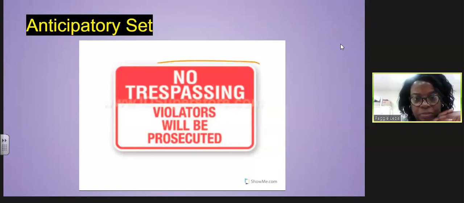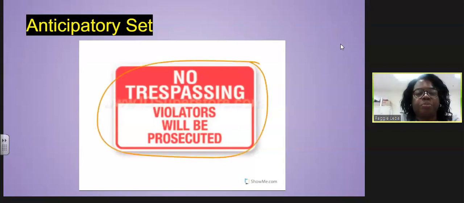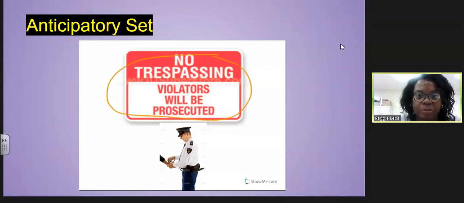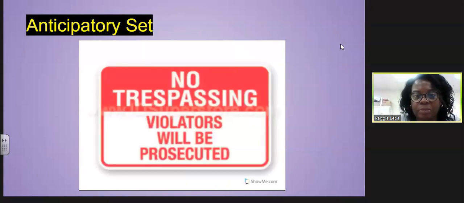Look at the sign. That sign says, no trespassing. Violators will be prosecuted. If you see this sign, do not go in there, because someone might call the police and you can get in big trouble. No trespassing. Violators will be prosecuted. That means do not go in there, because if you do, the police will be called and you can get in big trouble.